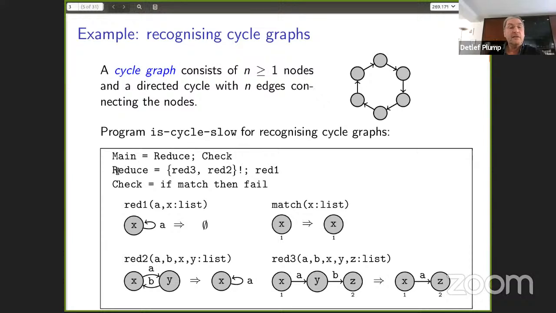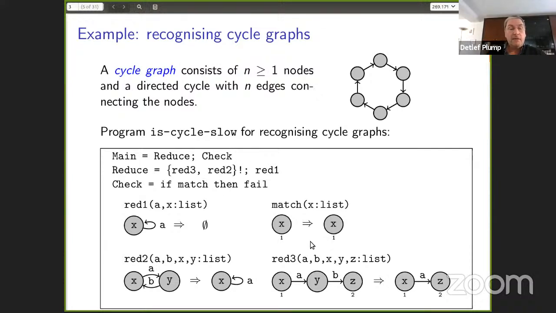Reduce does the main work, so it's a loop. Reduce is a set of two reduction rules, red 3 and red 2. The exclamation mark means apply these two rules as long as possible. As long as you find a match satisfying the dangling condition, since we are based on the double push-out approach, go ahead and apply the rules. If it's not possible anymore, then the loop will stop.